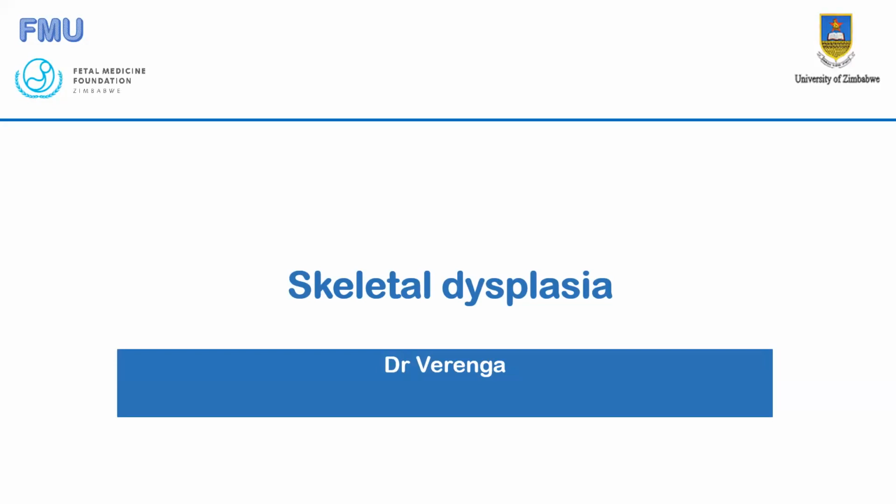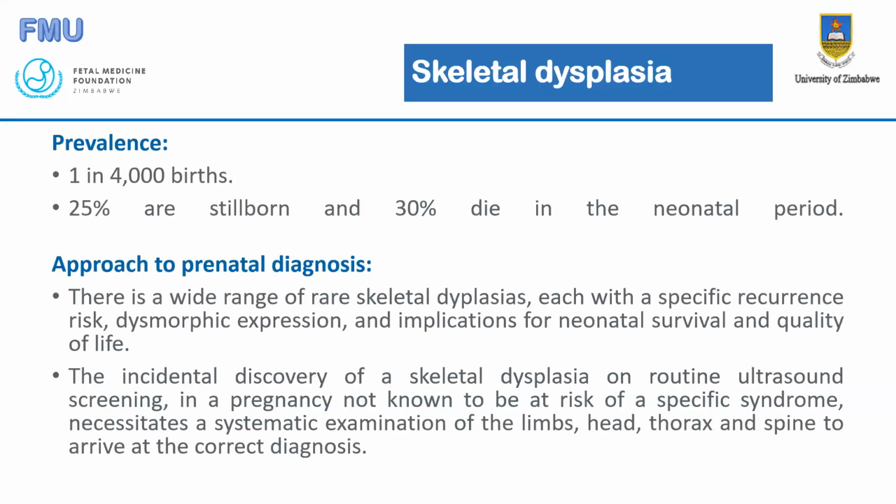So, skeletal dysplasia: the prevalence is quoted as 1 in 4,000. Generally, that is if we group all of them. However, some are more rare than others. The sad part of the skeletal defects is that 25% are stillborn and 30% die in the neonatal period. So generally, they do not have a good outcome, most of them.